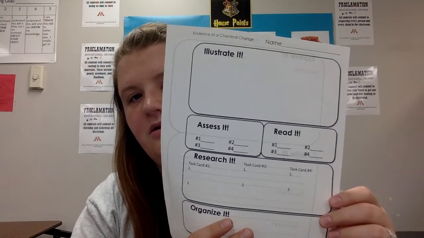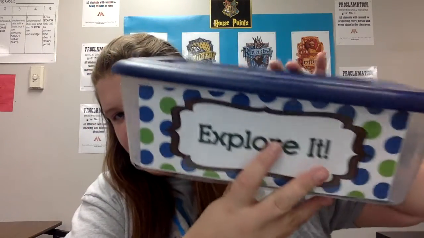Each station has a different name: explore it, read it, write it, organize it, illustrate it, assess it, write it. I think I'm missing a few, but there's 8 of them that we do, and research it. And then you'd also have an answer document, which is what I have here. So you'll notice that on our answer document, all the boxes are labeled with the name of the station. So if I was working at this station, explore it, I would write all my answers in this paper, right?